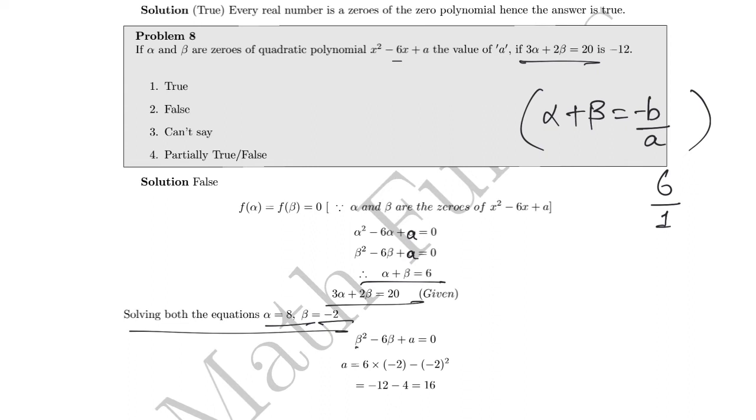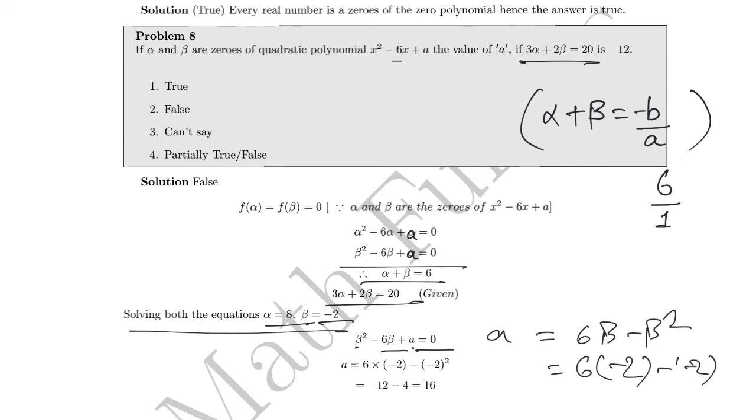Let's put beta in the equation beta square minus 6 beta plus a is equal to 0. After putting beta here, we can write a is equal to 6 beta minus beta square. And we know that beta is equal to minus 2, so that is 6 into minus 2 minus 2 square, that is minus 12 plus minus 4, that is minus 16. And here's a mistake, minus 16 is the answer and 16 is written here, so sorry for that. It is given that a is equal to minus 12, but after solving this problem, we get a is equal to minus 16.